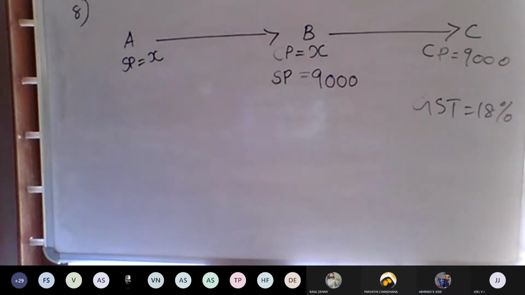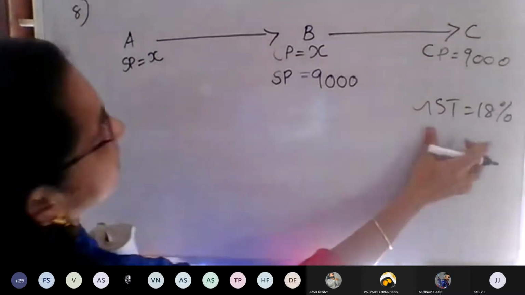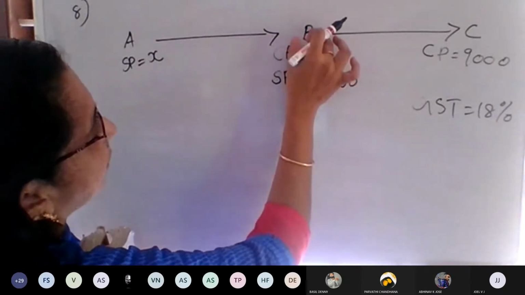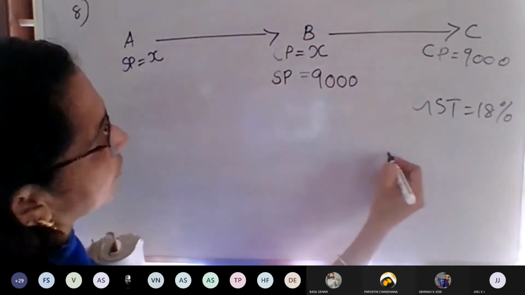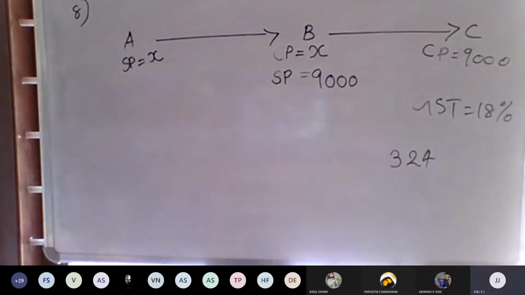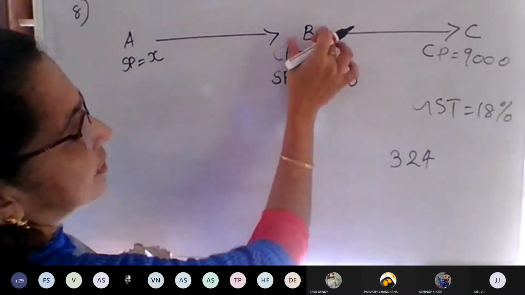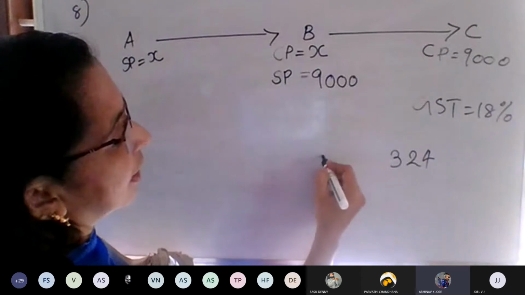What is given, that 324? Some 324 is given there, no? So what is that 324? Read the question. Dealer B paid a tax under GST. GST is given as 18%, but the tax dealer B paid is given as 324. So what is that 324? Tax. Yes, GST tax. That means the final net tax is which one? 324.